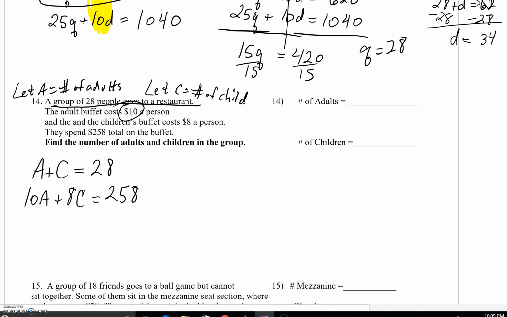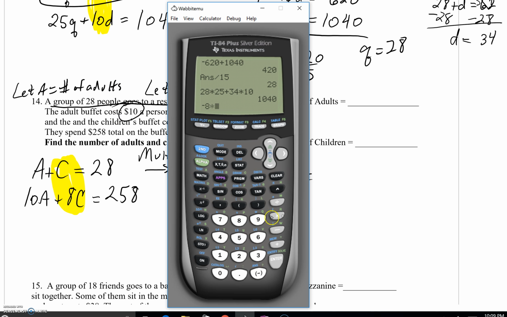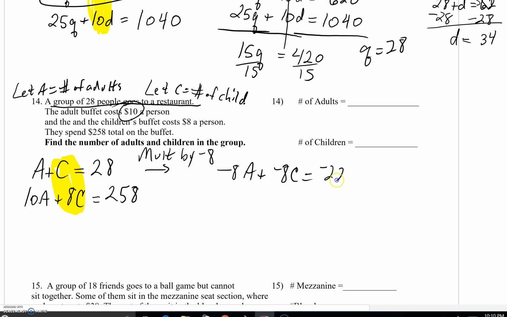But I do hope that you can see immediately that our C's could cancel out. What would cancel an 8C? Well, I hope you could see we'd really like to have a negative 8C. So I'm going to multiply by negative 8 to get negative 8A, negative 8C. You can think, well, gosh, what's negative 8 times 28? It would only take you a moment to see it's negative 224. And down here we have 10A plus 8C is equal to 258. These C's are gone. Here you have 2A.